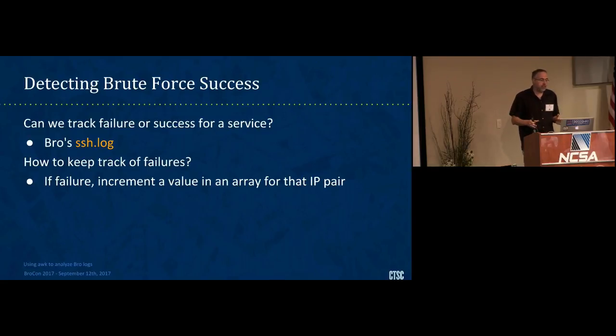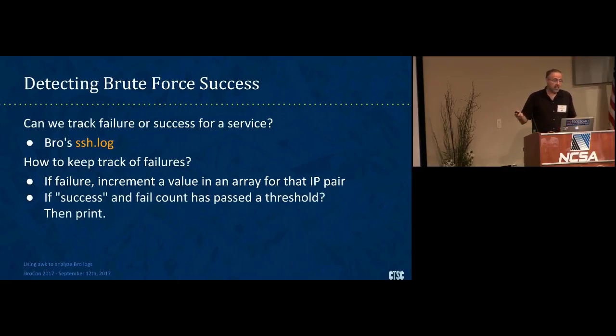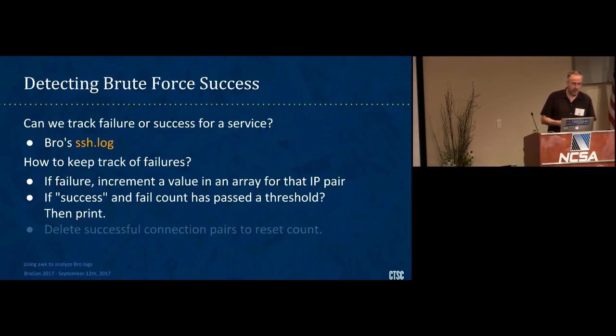If we have a failure, then let's increment the value in an array for a pair of IPs. So we'd create a key that has that pair of IPs, the from and the to, and then we'd increment a value. So 1, 2, 3, for every failure that happens. And then if it's a success and the fail count of that IP pair has passed a certain threshold, say 20, so in other words 20 failures before success, then print out that line.